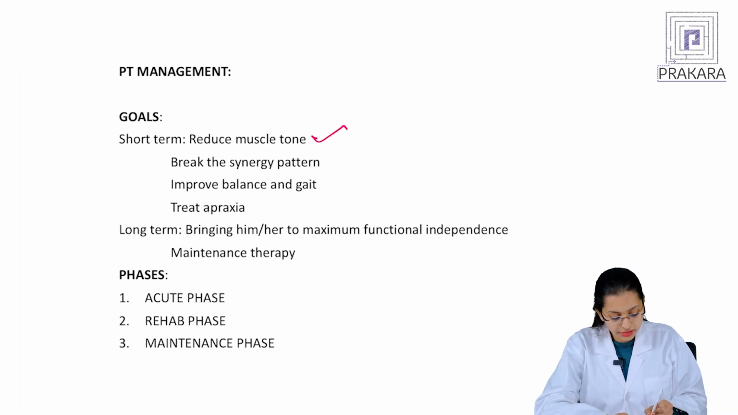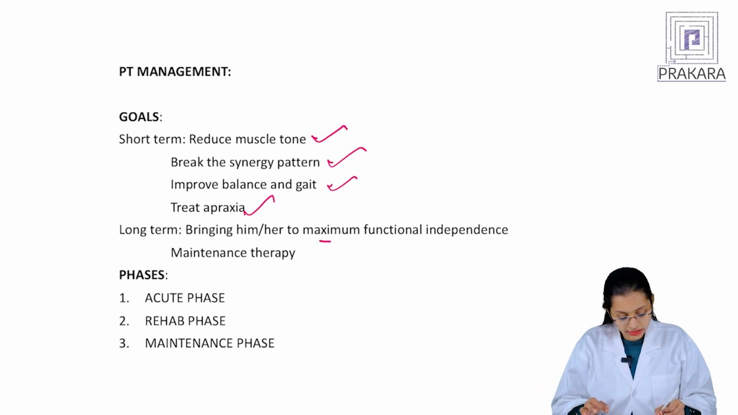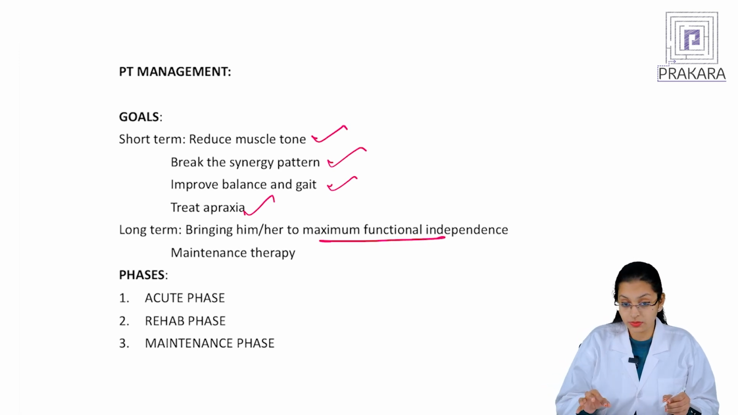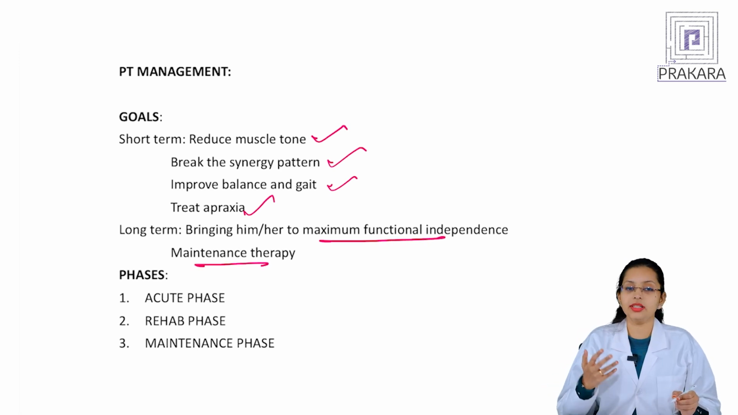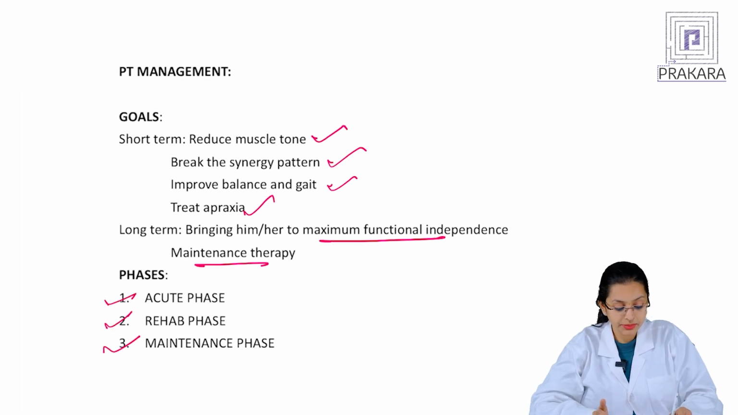Therefore, reducing muscle tone, breaking the synergy pattern, improving balance and gait, and treating apraxia, all of them are your short-term goals. The only long-term goal here we'll have is bringing him or her to maximum functional independence and maintenance therapy. What are the phases? You have acute phase, rehab phase, and a maintenance phase.